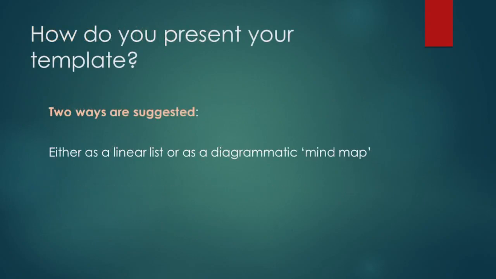And finally, how do you present your final template in template analysis? Generally, King and Brooks recommended two ways. The first way is as a linear list presentation style, or as a diagrammatic or mind map style. If using diagrams or mind maps, you can use connecting arrows and typographic effects to show coding levels.